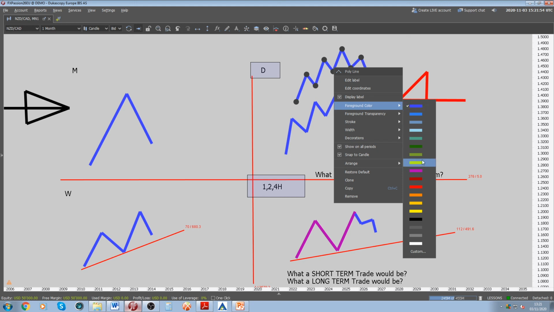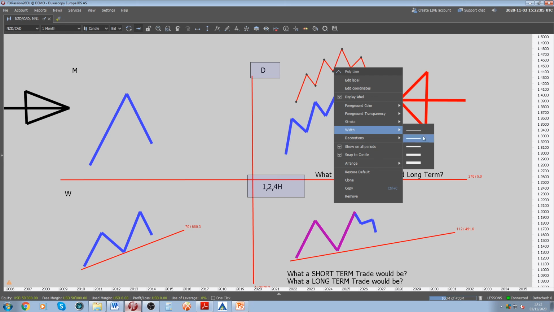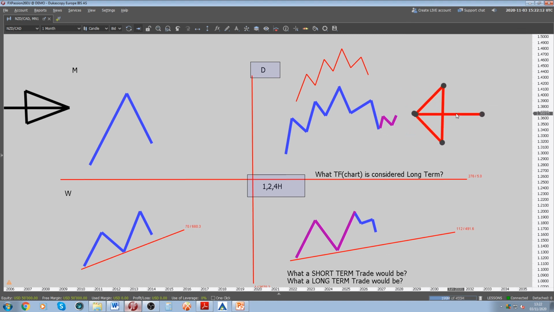Now I'm going to base my decision on going long or short long term on what the daily is doing. So the question: what is the long-term trade, based on what the daily is doing, short or long? What is the long-term view? If the higher time frame controls the smaller time frame, what is the long-term view on the daily chart?